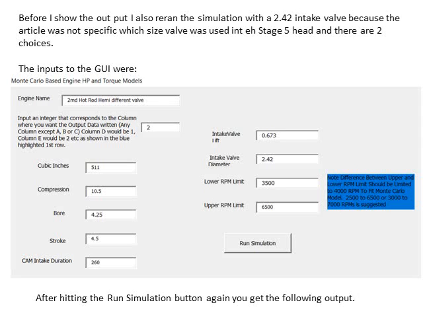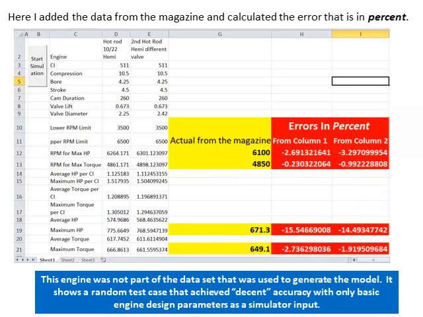Hit the Run Simulation button. After hitting the Run Simulation button for the second time, you get the following output. Note column D has the output for the simulation with a 2.25 valve. Column E has the output with a 2.42 valve. As you read down those columns, you do see that it does make some difference, as you would expect. Maybe not as much as you expect, but it does make differences.